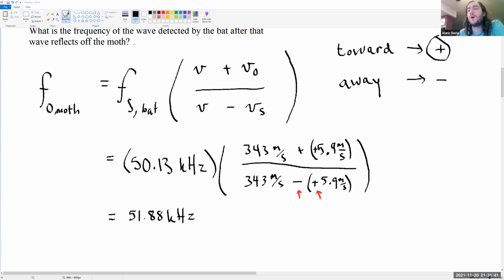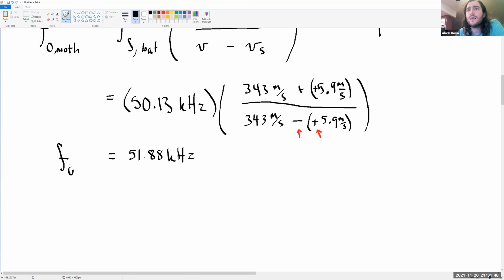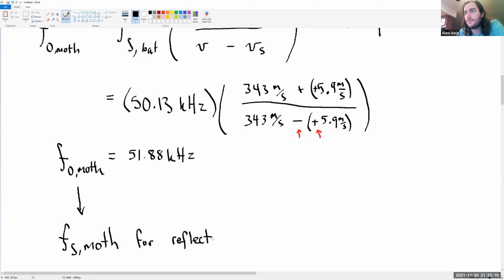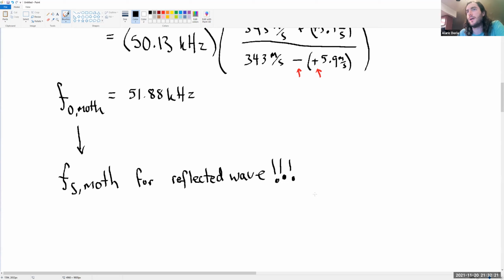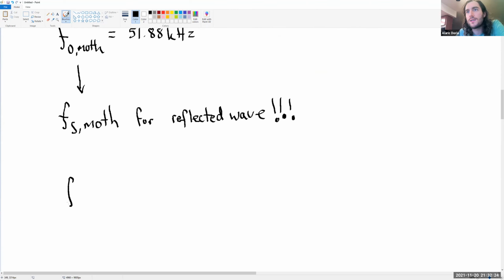Okay. So now the bat is the observer and the moth is the source. So this is the frequency observed by the moth. And the frequency observed by the moth is now going to be the source frequency for the second part here, for the reflected wave. Okay, and that's maybe the tricky part on this question. So now since the moth is the source, the bat is observing that frequency that is reflected off of the moth.